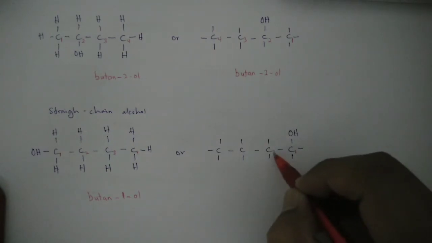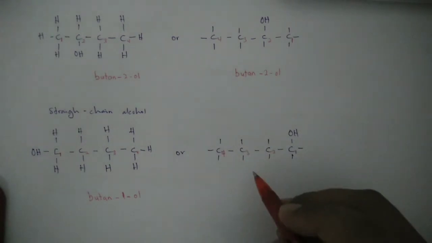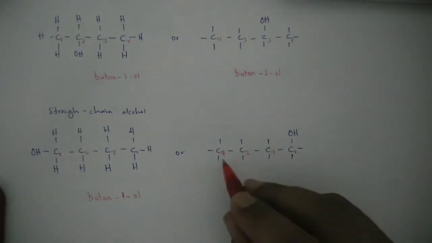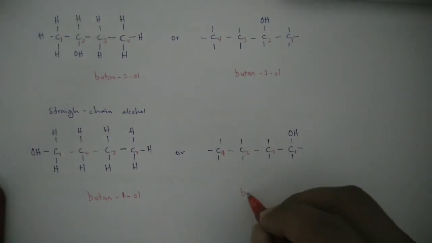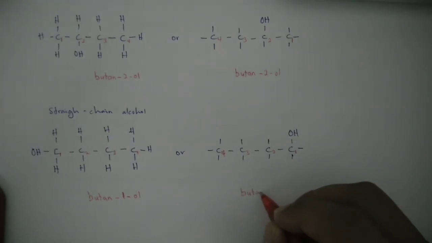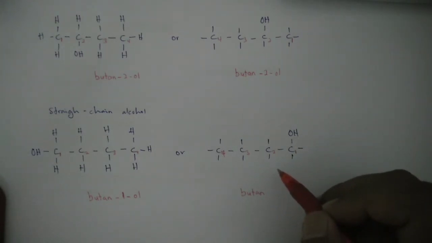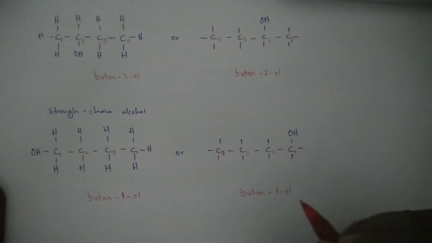1, 2, 3, 4. Name the alcohol by removing the E. 4 carbon atoms in alkane gives butane, but we write it without the E. Identify the position of the hydroxyl group at carbon number 1, ending with "ol". This molecule is butan-1-ol.